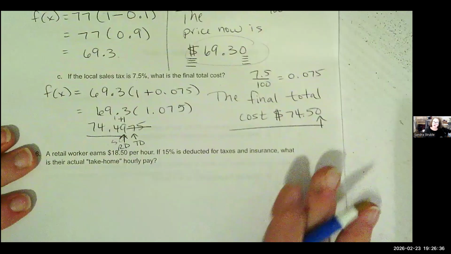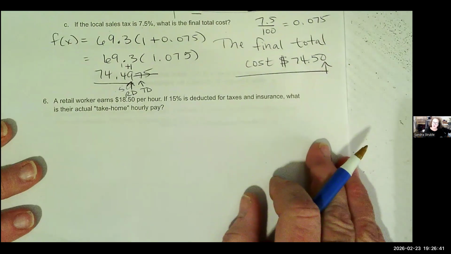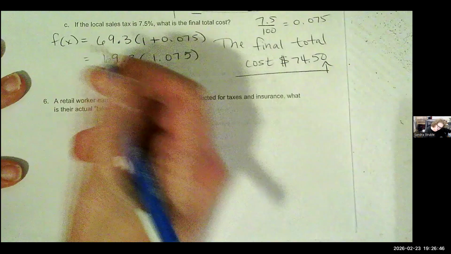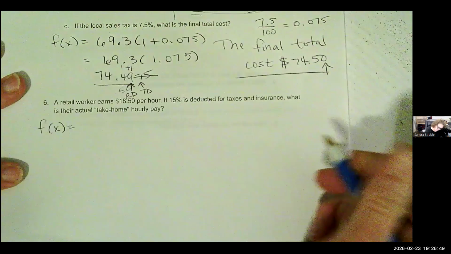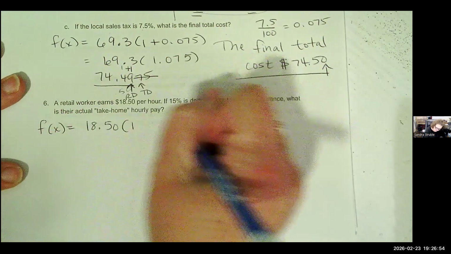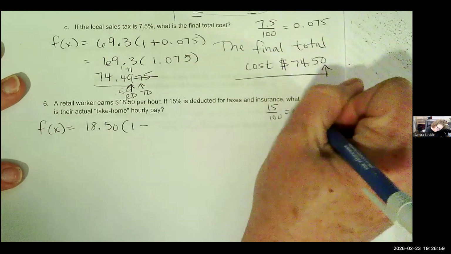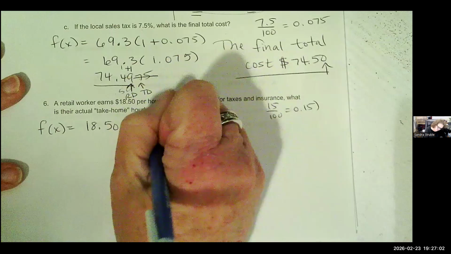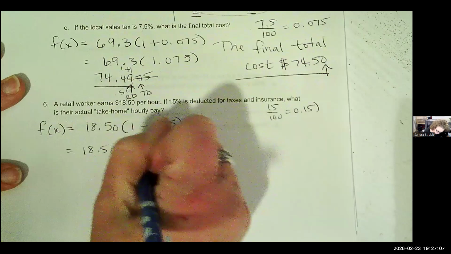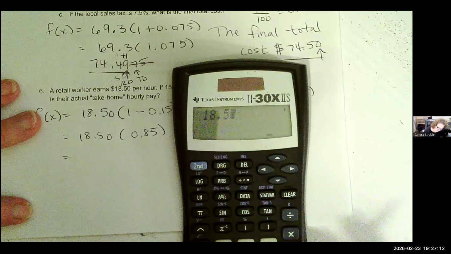All right, a retail worker earns $18.50 per hour. If 15% is deducted for taxes and insurance, what is their actual take-home pay? Take-home pay is their $18.50, and it's 1 minus the 15%. 15 divided by 100 is 0.15. And this is $18.50 times 0.85, which is $15.725.